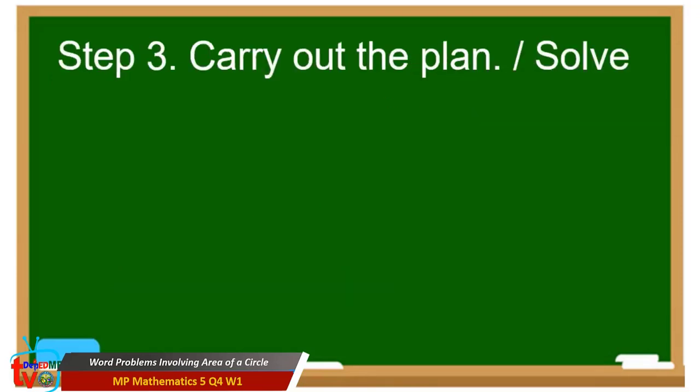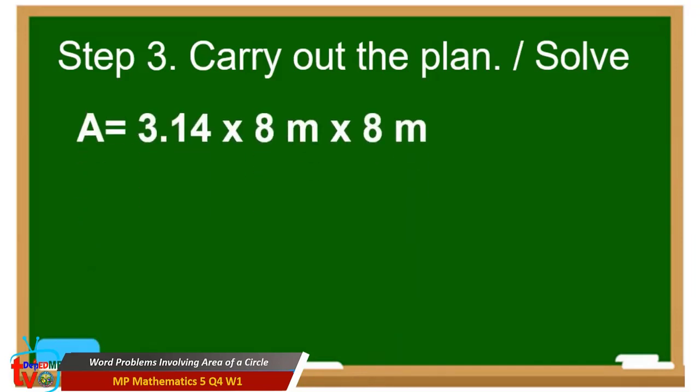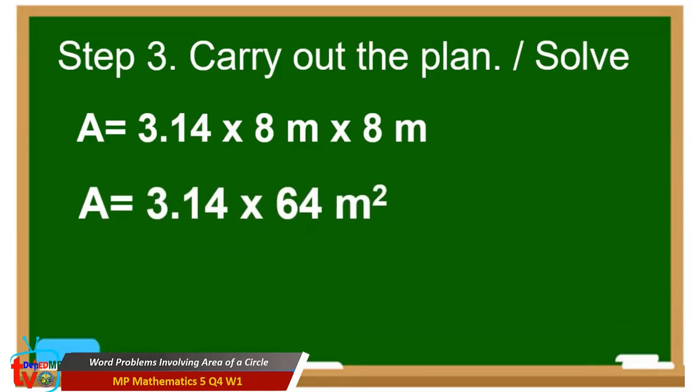Let us now carry out the plan or solve. We are going to use our number sentence, which is area equals 3.14 times 8 meters times 8 meters. Area equals 3.14 times 64 square meters. Where did we get 64? 64 is the product of 8 times 8. How about square meters? Square meters is the product of meters times meters.